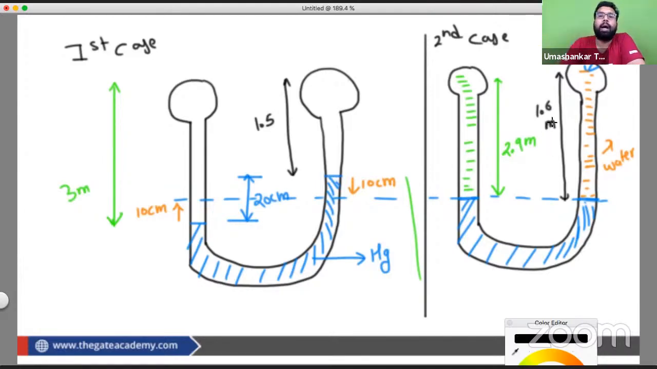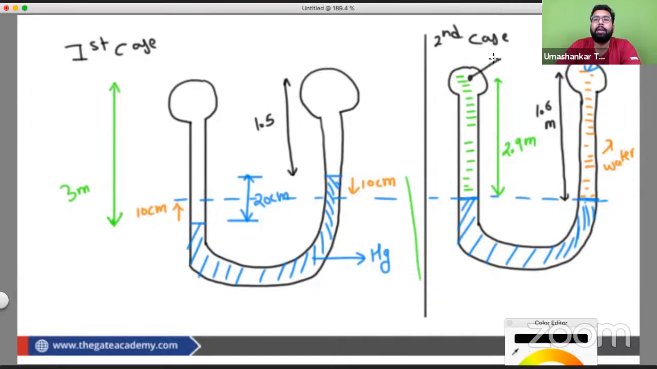Now, beta, do you understand the second arrangement and how it happened? Please tell me a yes or no on this. Do you understand this second case, this second arrangement, how it took place? Please answer me, beta. I hope yes. So now we have to write the manometer equation for this.